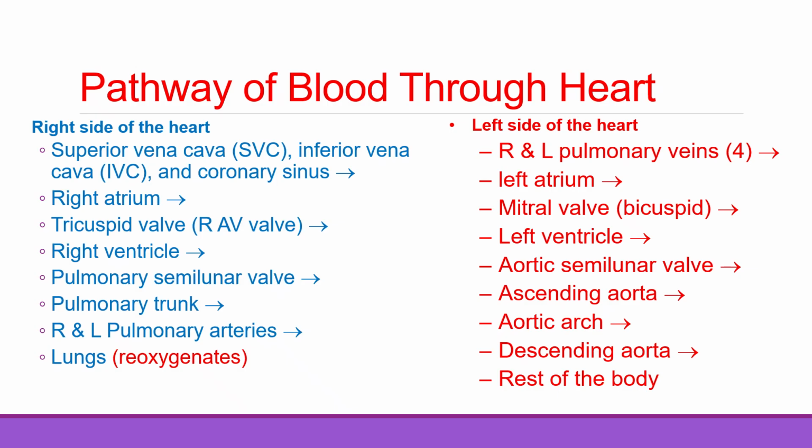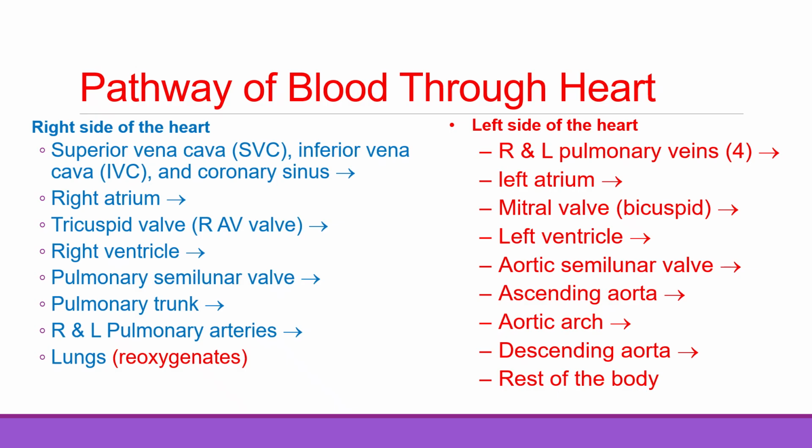Blood returns to your heart from the superior vena cava, the inferior vena cava, and the coronary sinus. From there, it goes to the right atrium. It passes through the tricuspid valve, or the right atrioventricular valve, into the right ventricle. It then passes through the pulmonary semilunar valve into the pulmonary trunk. The pulmonary trunk splits and becomes the right and left pulmonary arteries, and then it goes to the lungs where it reoxygenates.